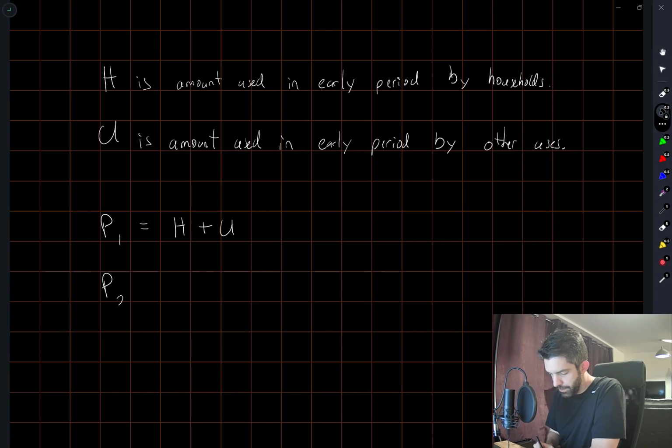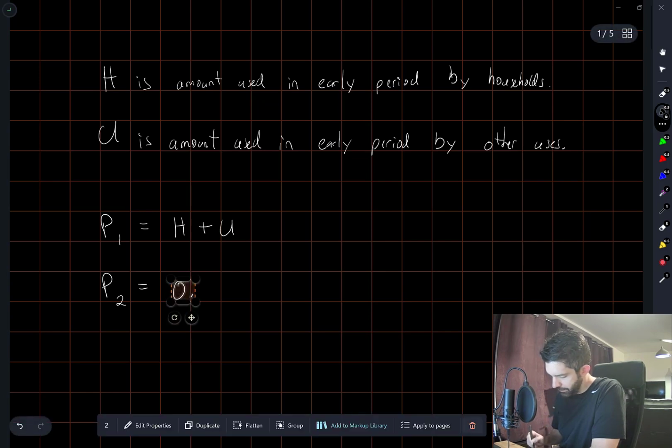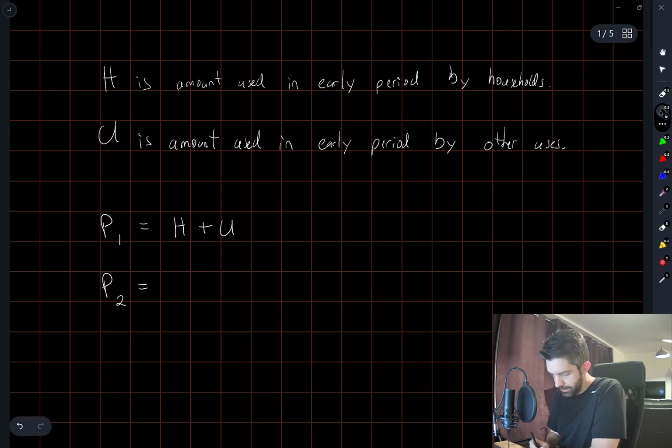And the total usage in period 2 is, so household use declined by 4%. So we have, how should I write this, 96/100 H. And all other use increased by 25%. So this is 125/100 of U.